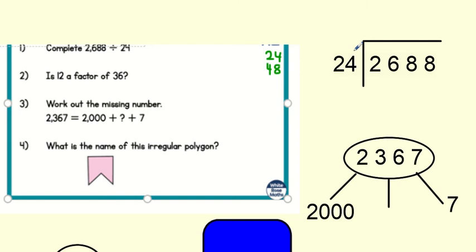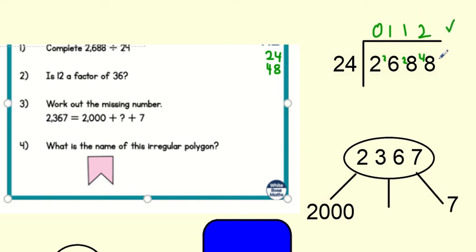Right, let's start then. So 24 into 2 doesn't go. I'm going to carry the 2 across now, exchange it, so it becomes 26. 24 into 26 goes 1 time with a remainder of 2. Well done, everybody. 24 goes into 28 once with a remainder of 4. Fantastic. And 24 goes into 48 twice exactly, no remainders. So hopefully you've got 112 for that one and you can give it a tick.